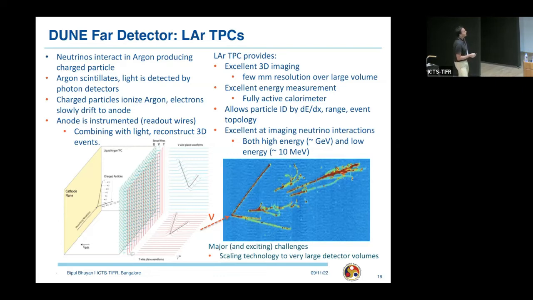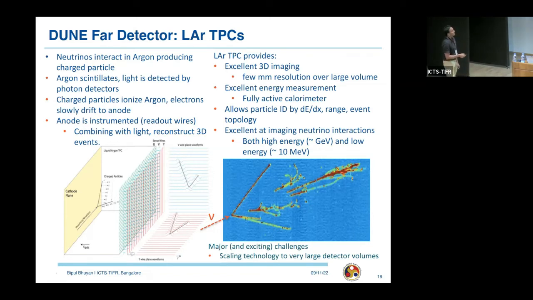So what do we do? When the neutrinos interact with the argon, it produces a charged particle, and argon also scintillates. So the light is detected by the photon detectors that we put on the detector. And this charged particle ionizes the argon, the electrons drift slowly to the anode, and that signal is collected by the readout wires. And combining the signal from the photon production in the detector with this ionization signal, you can do a 3D event reconstruction. Okay, that's the beauty of this particular technology.